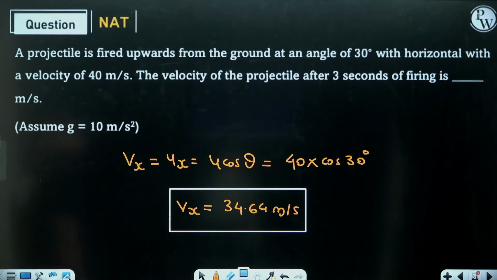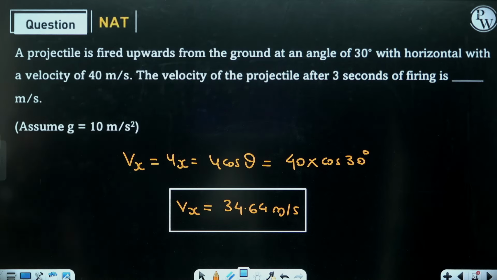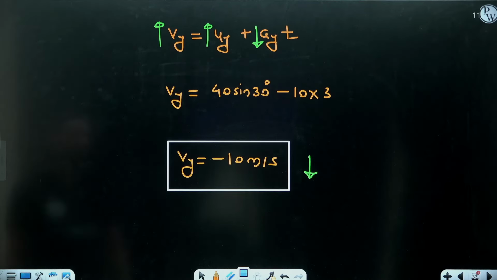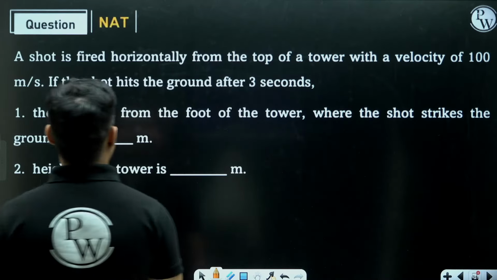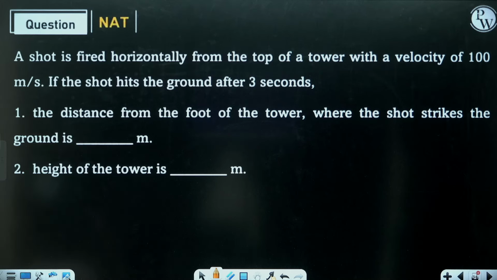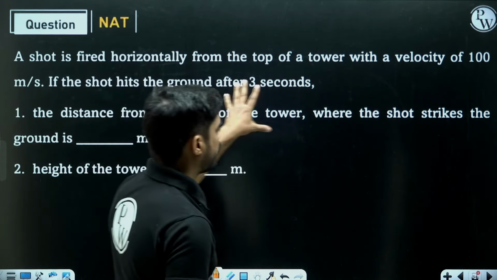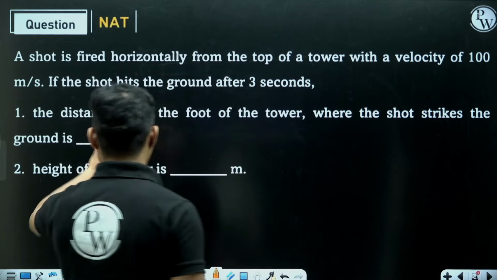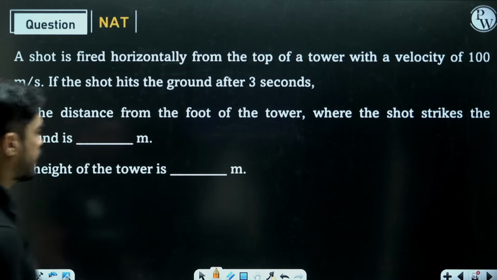Okay, moving on to the next question. A shot is fired horizontally from the top of a tower with a velocity of 100 meter per second. If the shot hits the ground after 3 seconds, the distance from the foot of the tower where the shot strikes the ground is how many meters? And the height of the tower is how many meters?